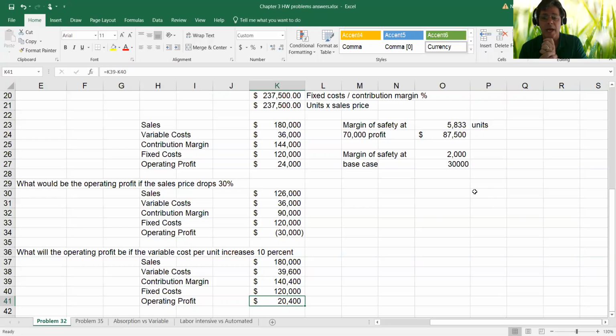Everybody's comfortable with that? All right. Speak up if you have a question. All right, moving to problem 35.